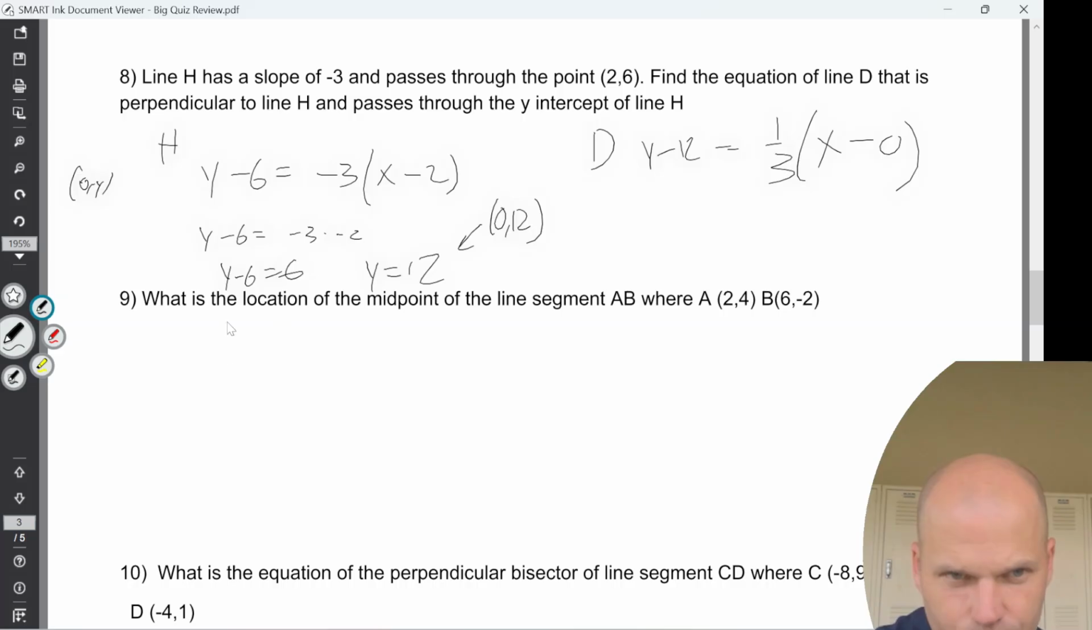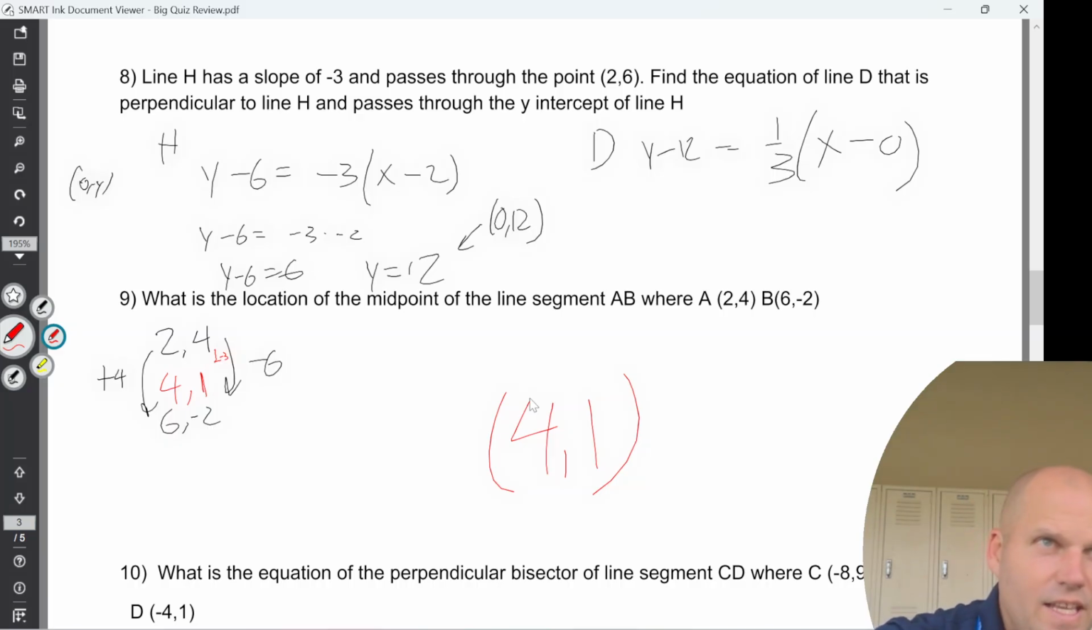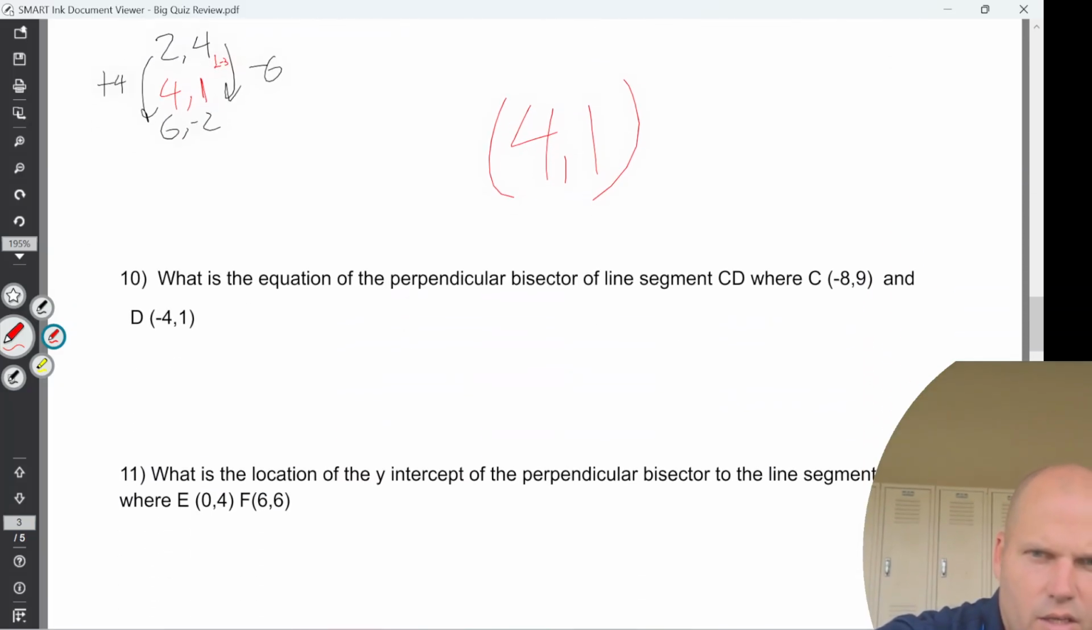Cool, midpoint. A is 2, 4, B is 6, negative 2. From 2 to 6, I'm adding 4. From 4 to negative 2, I'm subtracting 6. The midpoint will be halfway in between. So instead of 2 plus 4, I'm going to do 2 plus 2 to get an x coordinate of 4. Instead of 4 minus 6 to get to negative 2, I'll go halfway and subtract 3, and I'll have the point 4, 1. You can also take the average of your points and get the answers that way.